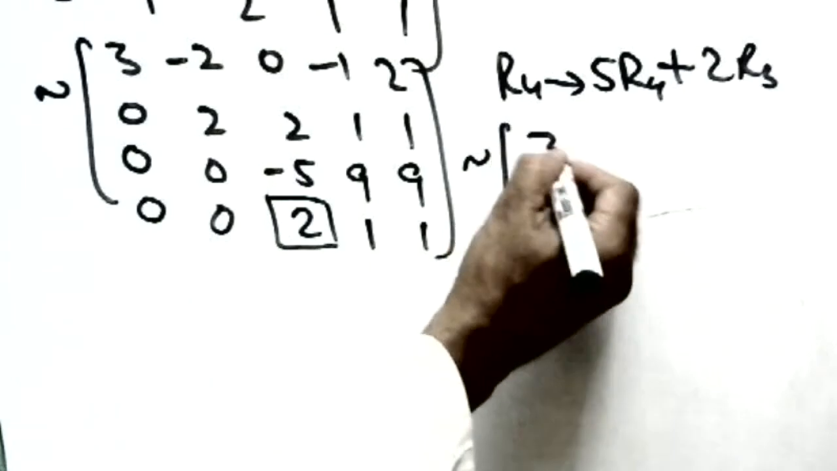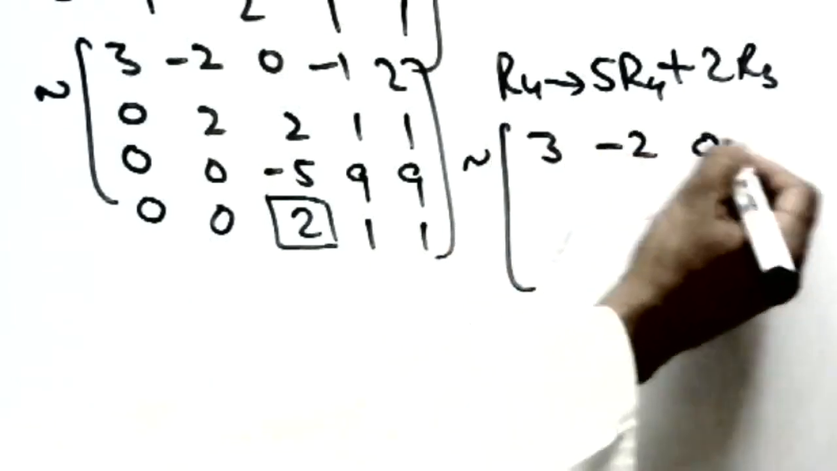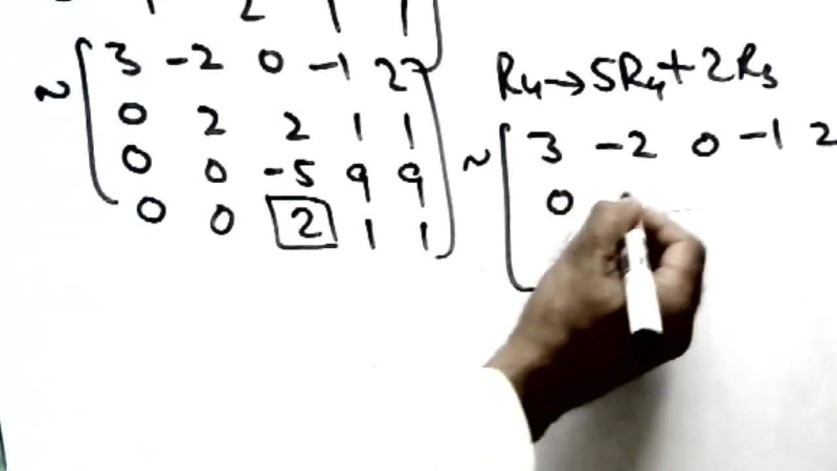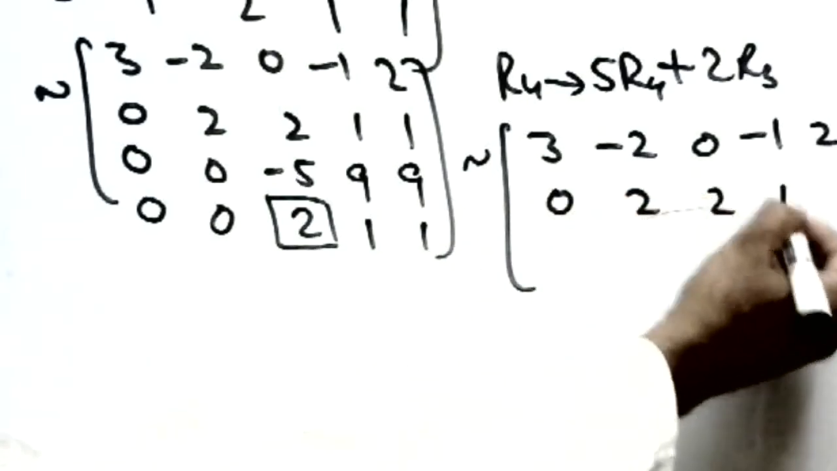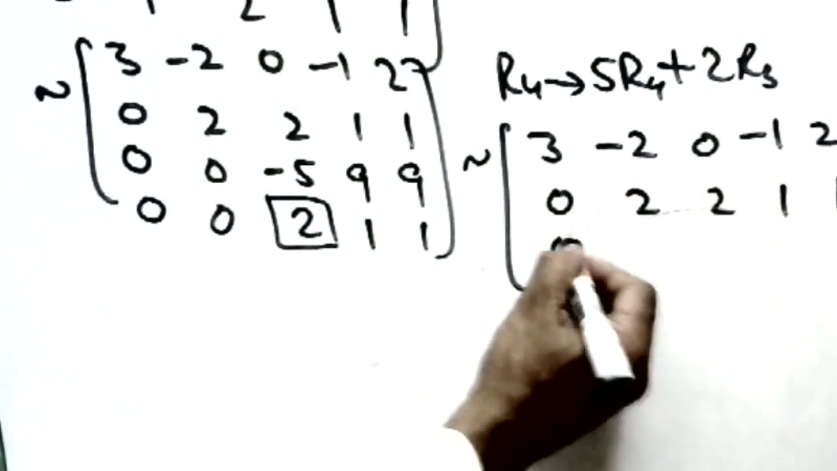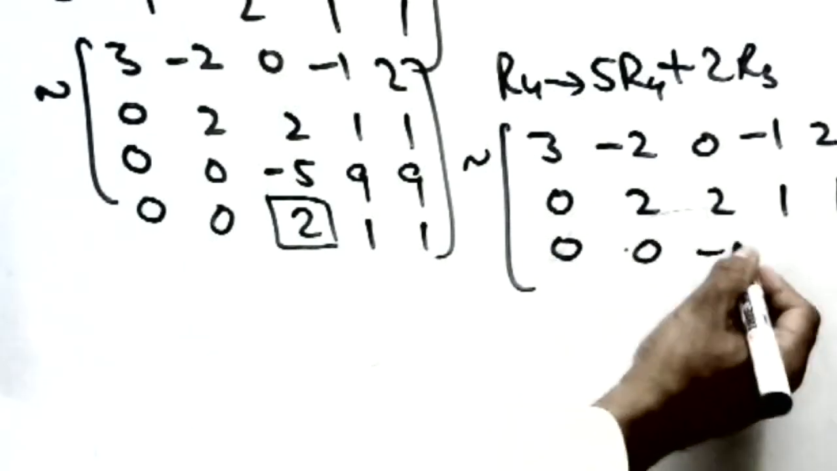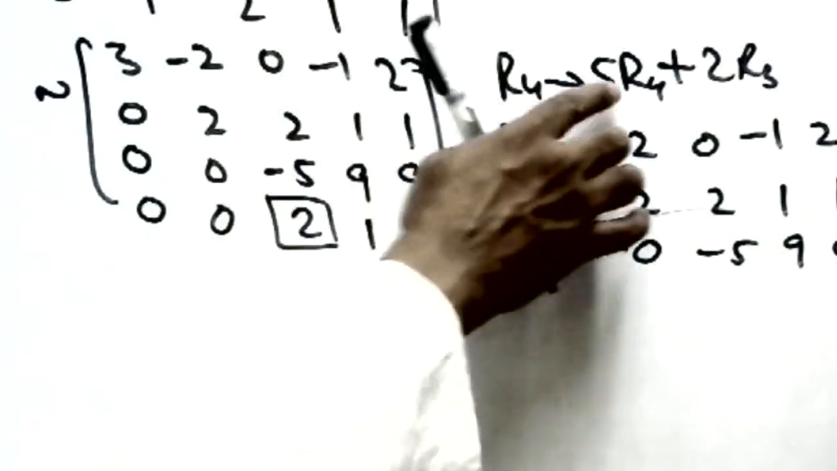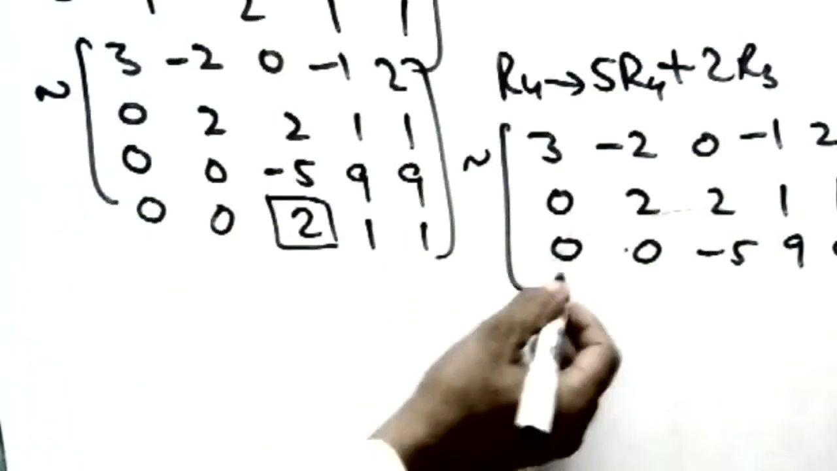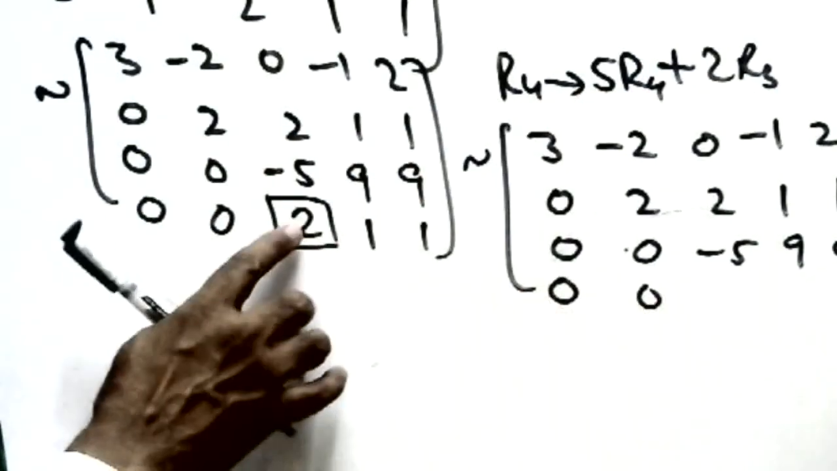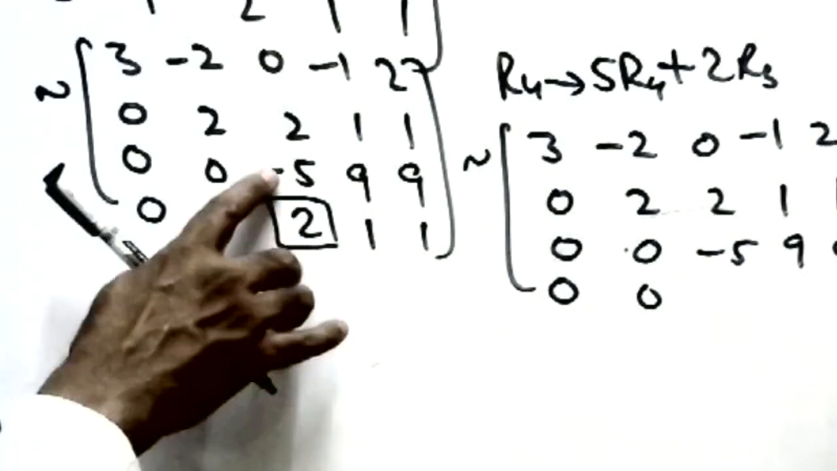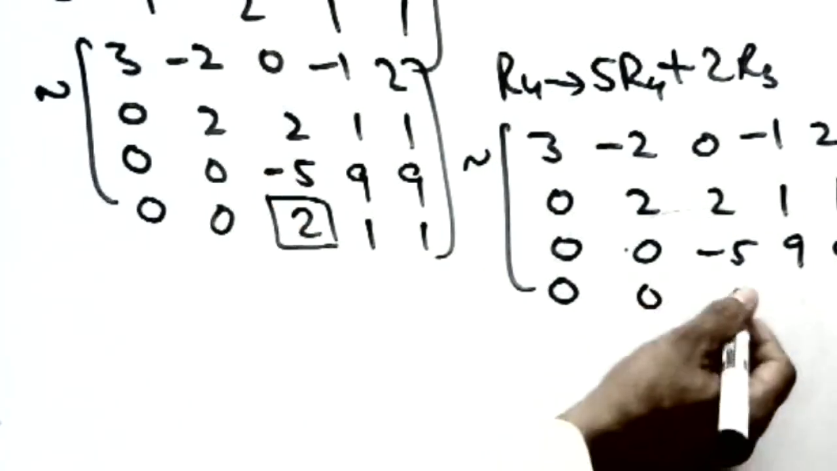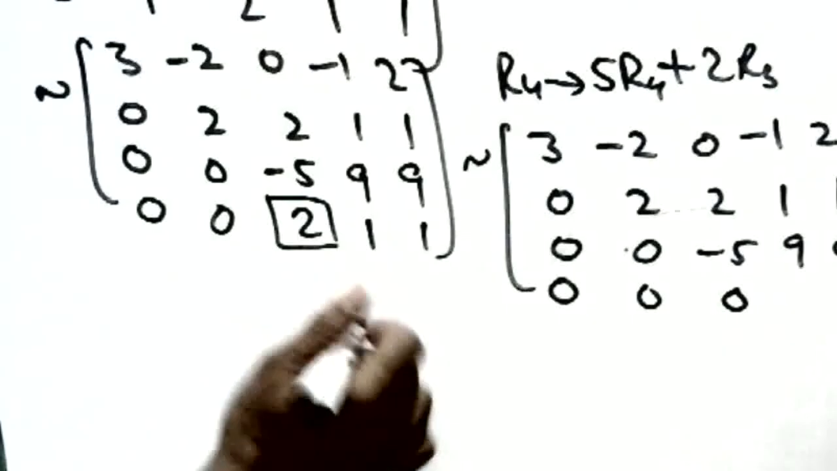So I'm writing here itself. We are not changing the first row. 3 minus 2, 0 minus 1, 2. We are not changing the second and third rows: 2 2 1 1. So this is 0, minus 5, 9, 9. So the last one, 5R4 plus R3, both are 0, so there will be no effect. If you multiply this with 5, 10 minus 2 5s are 10, minus 10 is 0.